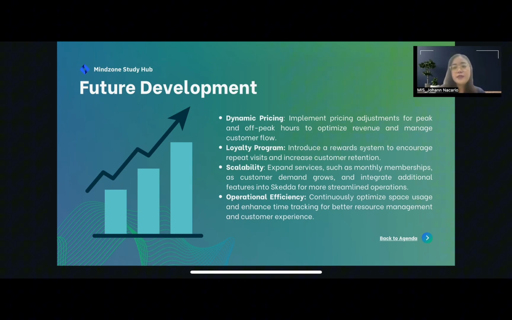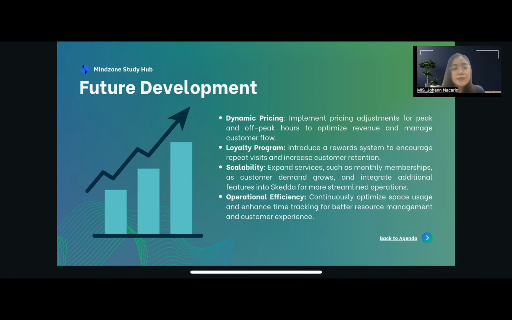These are the key factors that I would like to additionally propose to the business for their future business development. First is the dynamic pricing, which is to implement pricing adjustments for peak and off-peak hours to optimize revenue and manage customer flow. Loyalty programs, which they already have, but they can go ahead and introduce new reward systems to encourage repeat visits and increase customer retention.